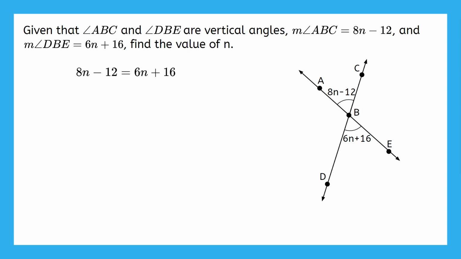Did you get this on your own? If not, pause the video and finish solving from here. We subtract 6n on both sides of the equation, add 12, and divide by 2, giving us n equals 14. And we found what we were asked to find, so we are done.